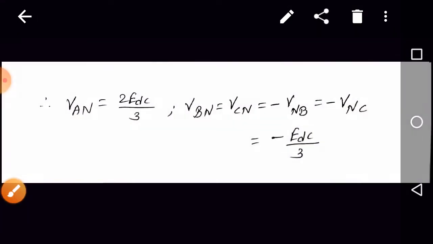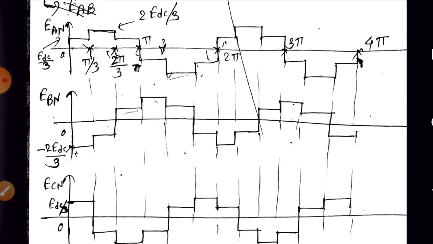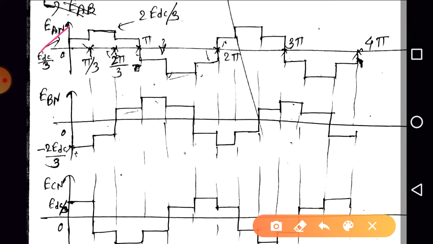So here we need to draw the waveform for Van, Vbn and Vcn, or Ean, Ebn and Ecn. During the first interval, as I said, each interval is of 60 degrees. So this indicates the first interval.